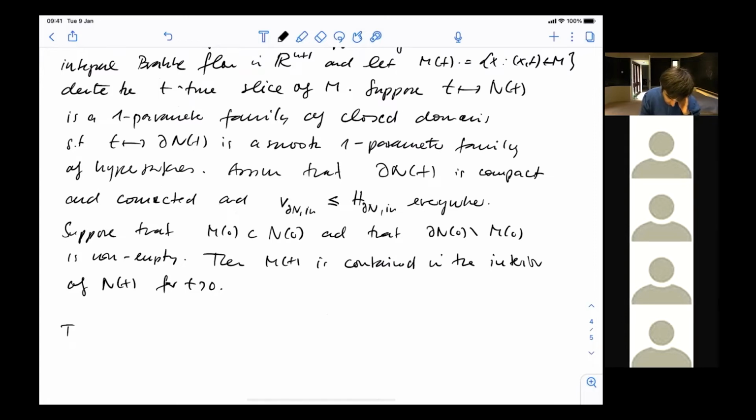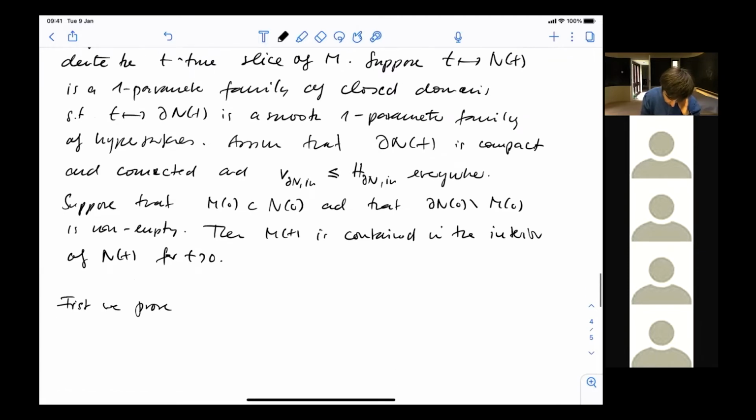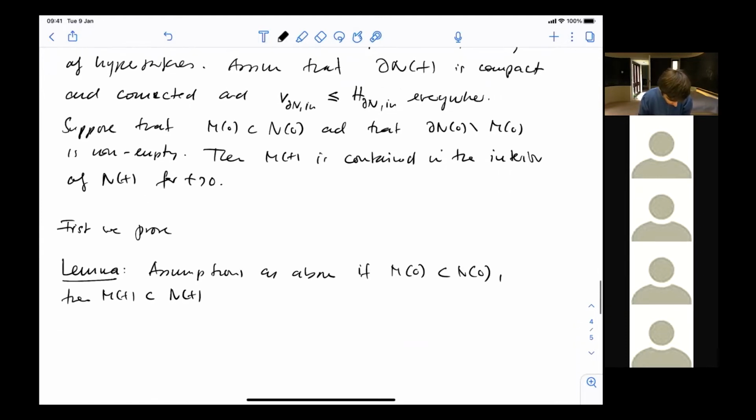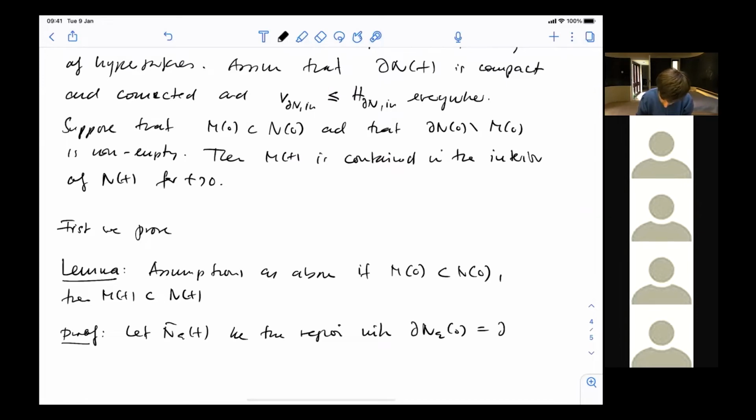So here, first we prove a little lemma. Assumptions as above. If M(0) is really contained in the open set N(0), then M(t) is contained in N(t). I just don't want to do the strict case. Here's the proof. Let N_epsilon(t) be the region with ∂N_epsilon(0) equal to ∂N(0), which flows with speed, we just make it a bit slower, mean curvature minus epsilon.